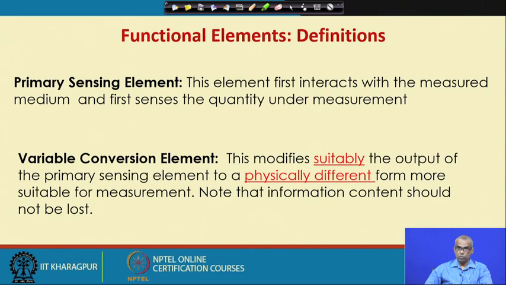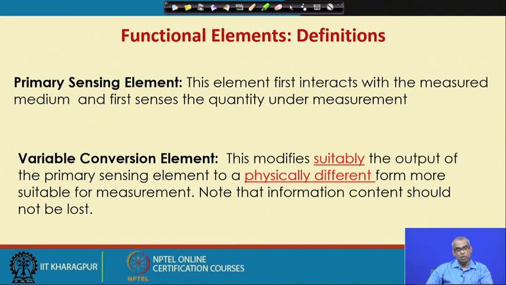It may be necessary to modify the output of the primary sensing element to a physically different form which is more suitable for the purpose of measurement. That is the role of a variable conversion element. So, first element is primary sensing element, second is variable conversion element.